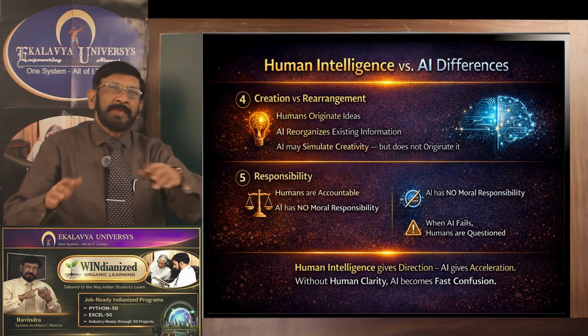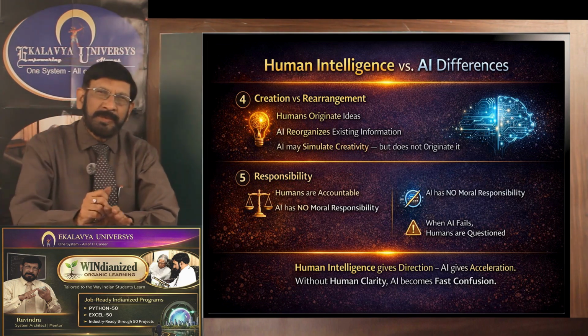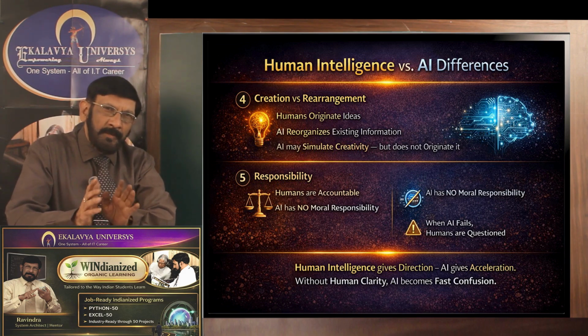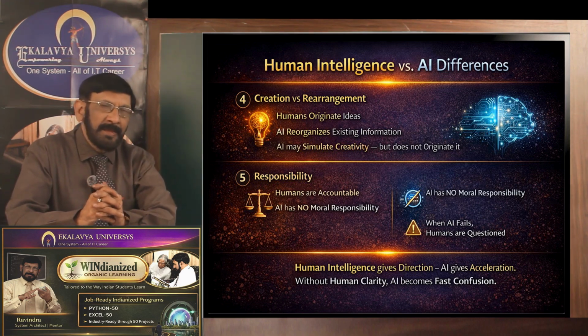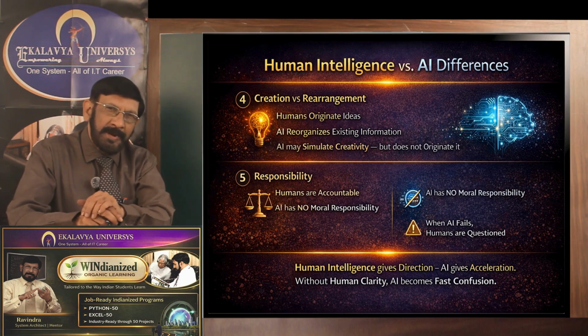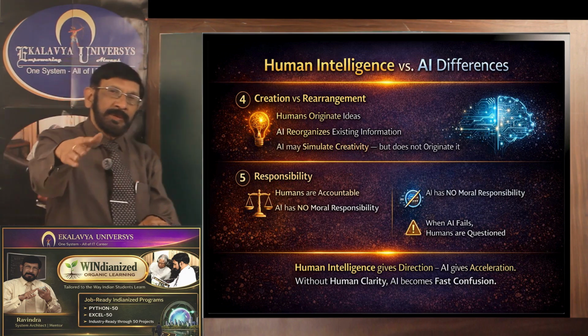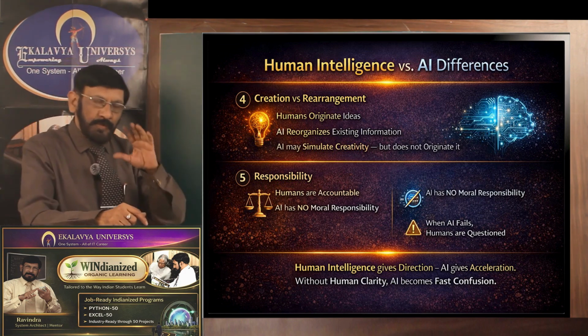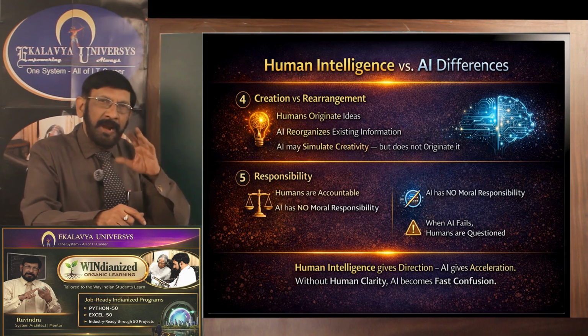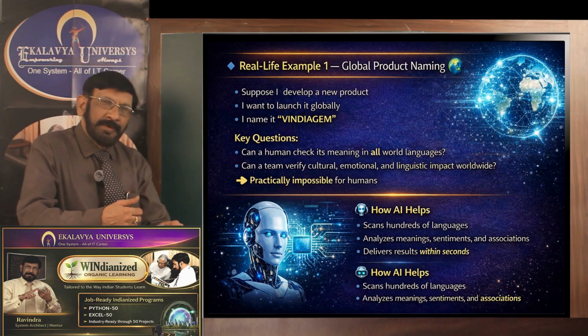Finally, responsibility. AI does not have any responsibility at all. Being a human, if anything goes wrong, you are morally or financially responsible. But as far as AI is concerned, there is no such responsibility. If AI fails, being a human, you are questioned. That point you have to understand. That's why you should not blindly believe whatever output is given by AI. Every time, you check it and test it, and then only you take a decision. Now, I give you 2 real-life examples.